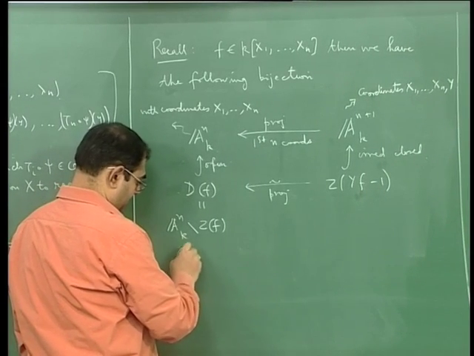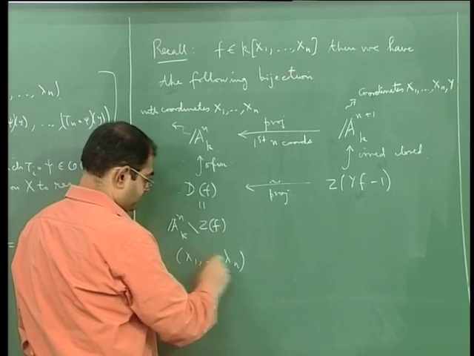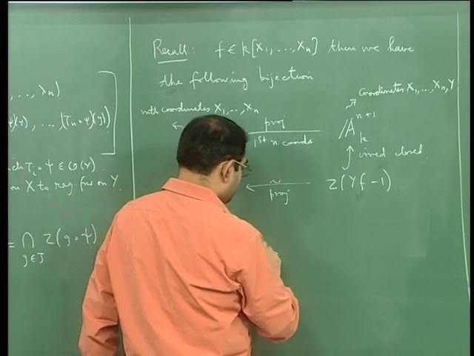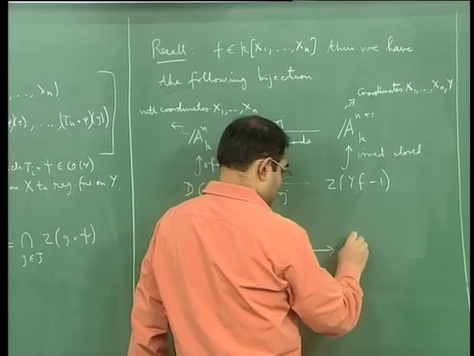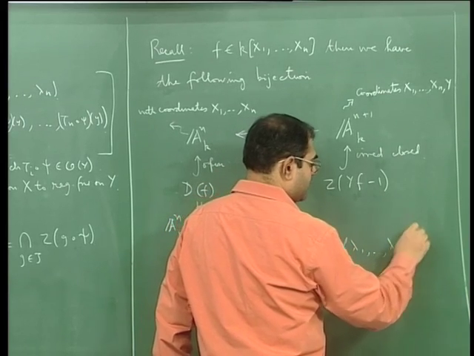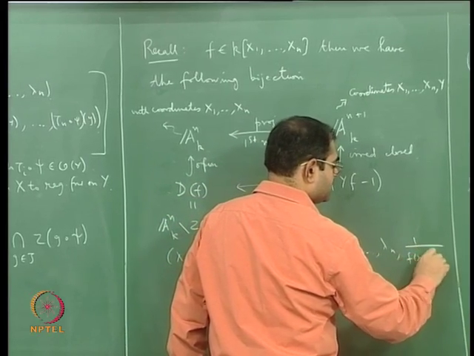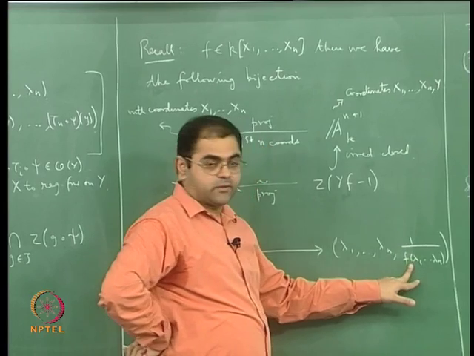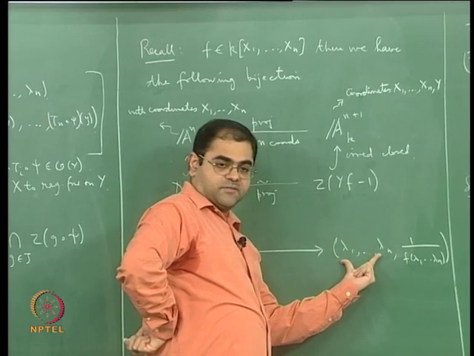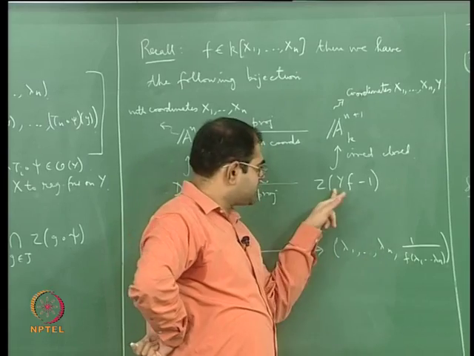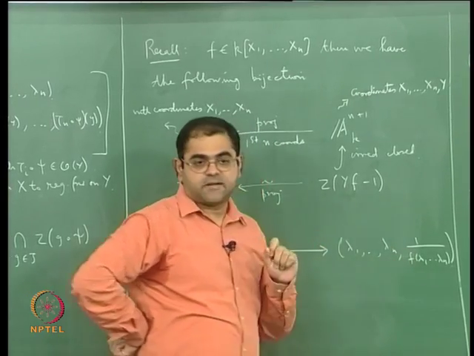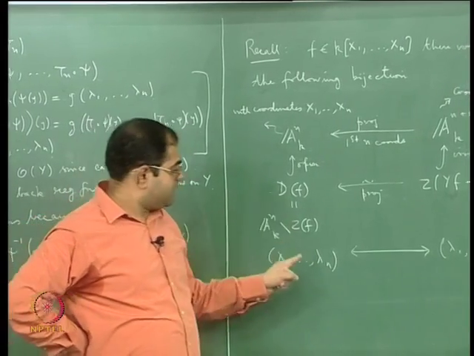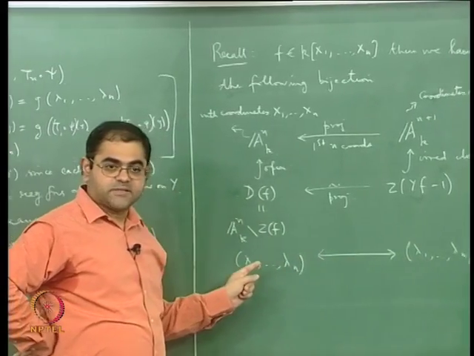You give me an element (lambda 1, etc., lambda n) here, which means f doesn't vanish at this element. You simply associate to it this element, and then you add 1 divided by f of (lambda 1 through lambda n). Then this satisfies the equation y times f of the first n coordinates minus 1 equals 0, and I can invert f of (lambda 1 through lambda n) because it is in the locus where f doesn't vanish. So it is very easy to check that this is a bijective map.